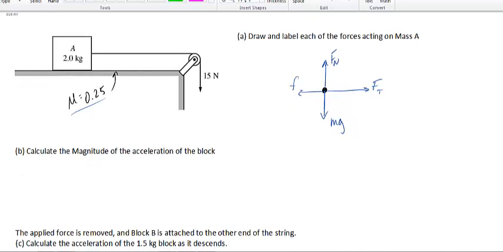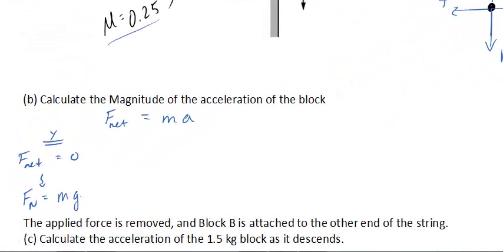Part B, magnitude of the acceleration of the block. Well, this is just a straight up Newton's second law problem, F net equals m times a. And since a is going to be purely in the x direction, and I'll say to the right is positive, I only have to do forces in the x direction. Now it can be helpful here, you could probably jump right to this, but it can be helpful looking at the y direction and saying that the net force equals 0 gives you that the normal force is equal in magnitude to mg.